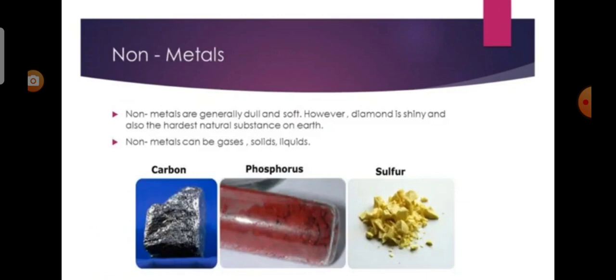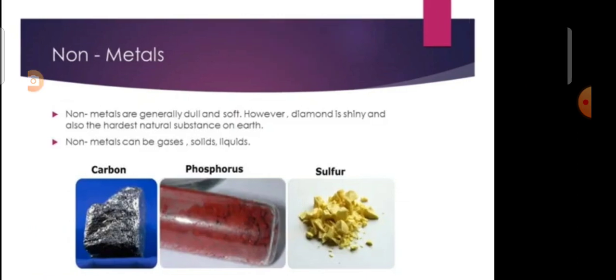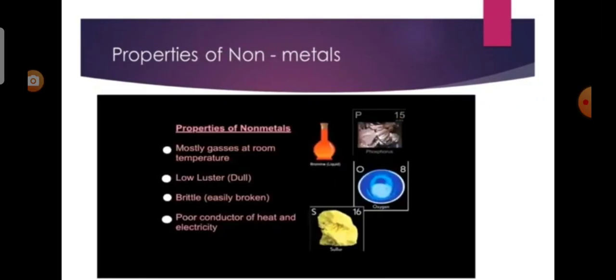Carbon, phosphorus, sulfur are examples of non-metals. Now we see about the properties of non-metals. Non-metals such as oxygen, hydrogen and chlorine are gases at room temperature. Non-metals such as carbon, iodine, sulfur and phosphorus are solids at room temperature. Bromine is the only non-metal that is liquid at room temperature.